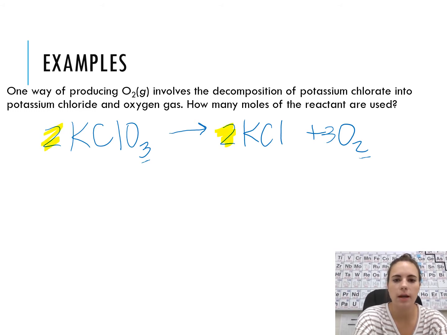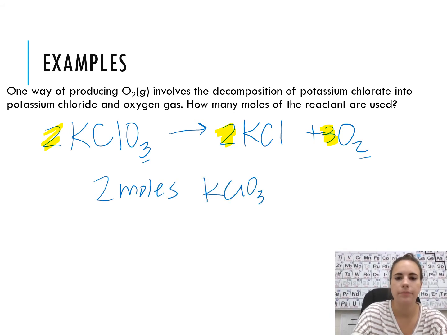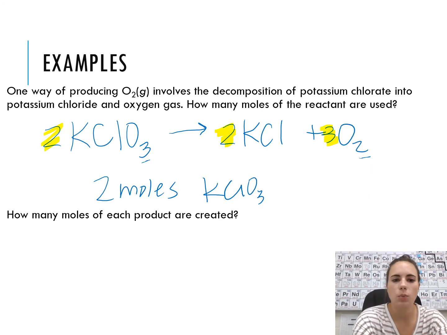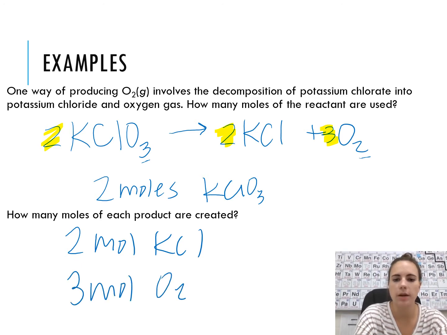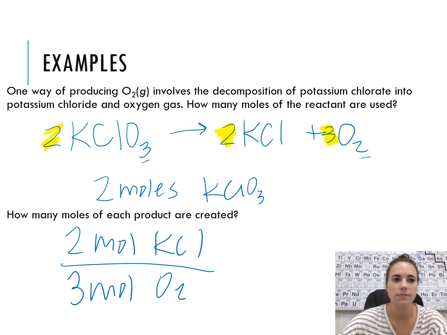Now, these are my coefficients, which are my mole ratios. So what that means is we have 2 moles of potassium chlorate. And then we have 2 moles of potassium chloride are made, and 3 moles of oxygen gas are made. And now any of these can be written as conversion factors. So 2 moles of potassium chloride is equal to 3 moles of oxygen gas. Any of these are now conversion factors.